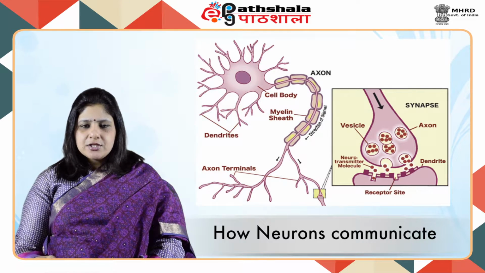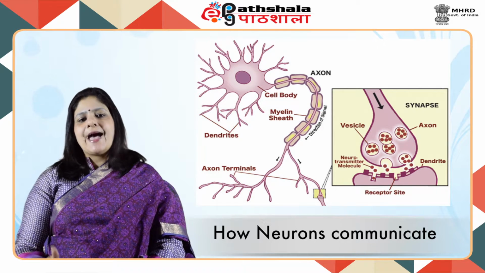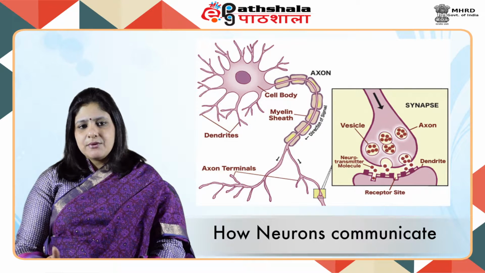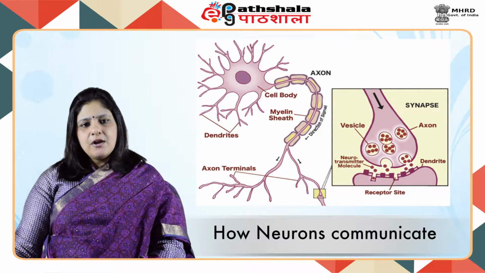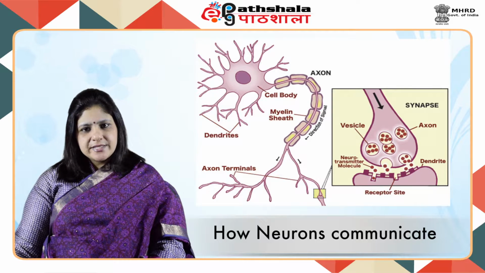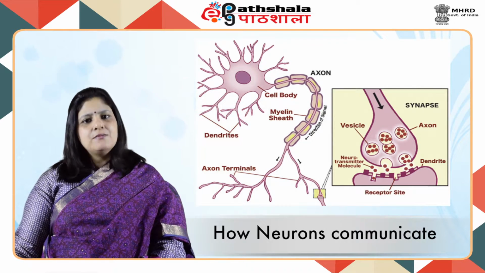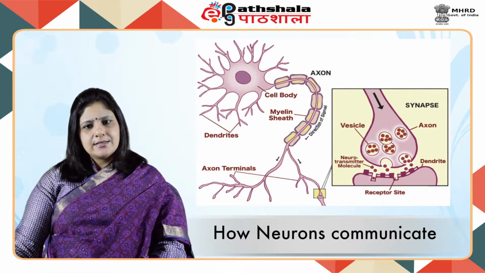When an action potential comes down the axon, the vesicles move to the surface of the axon terminal and the molecules are released into the fluid-filled space between the axon and the presynaptic sending neuron and the membrane of the postsynaptic, which is the receiving neuron. The molecules cross the synaptic space and bind themselves to the receptor sites, which are large protein molecules embedded in the receiving neuron cell membranes.